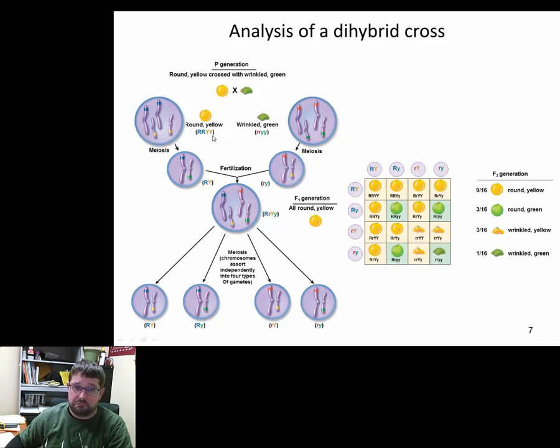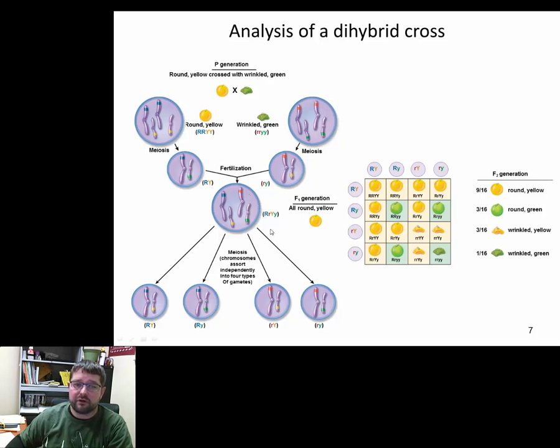In this case, the possibilities are the exact same. Right? You have big R for round, and big Y for yellow, little r for wrinkled, and little y for green. That's your only combinations through meiosis. Fertilization occurs and you get a heterozygote. This individual is going to be round and yellow, but it's going to be a heterozygote. It's going to carry the recessive traits.